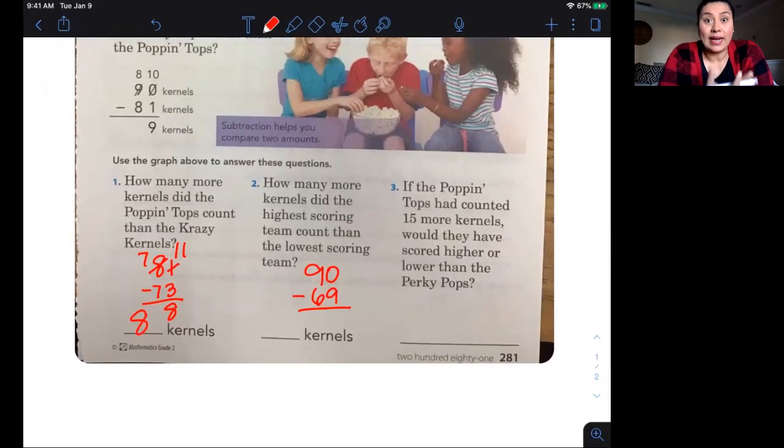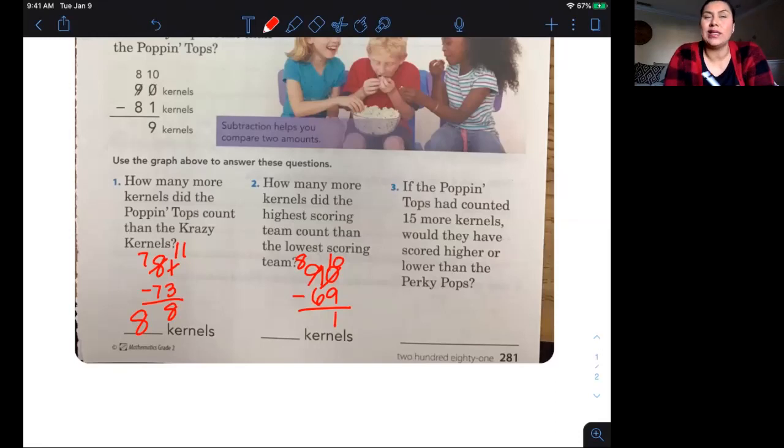0 take away 9. Can we do it? No, we can't. Good job. Let's go ahead and borrow. Our 9 becomes 8. Our 0 becomes 10. Very nice. 10 take away 9. Can we do that? Yes, we can. We sure can. 10 take away 9 is 1.